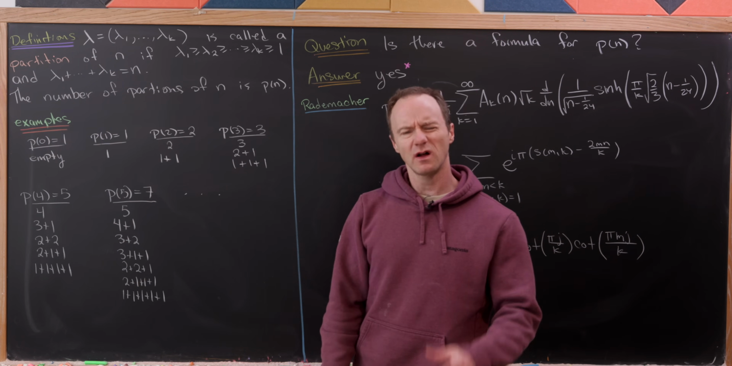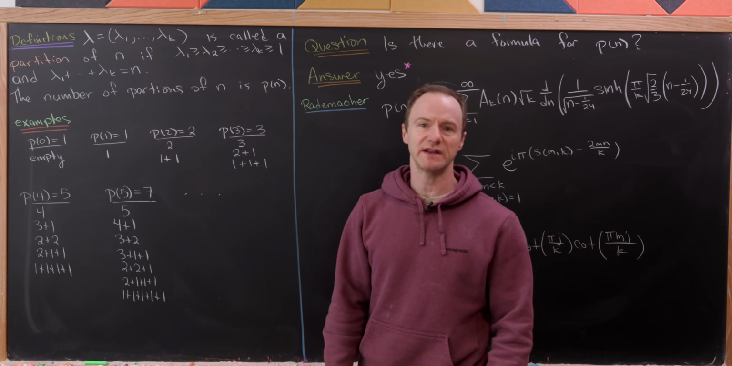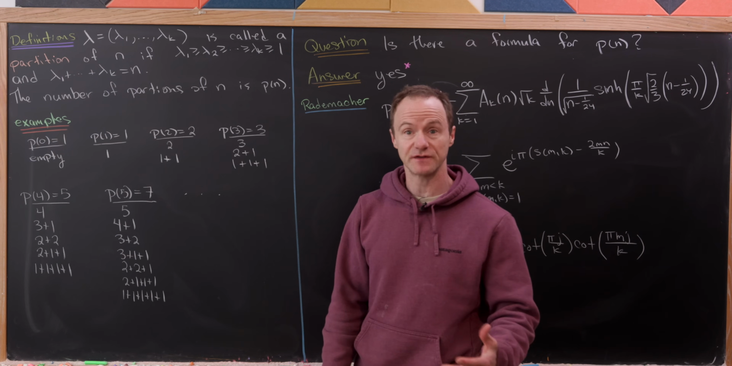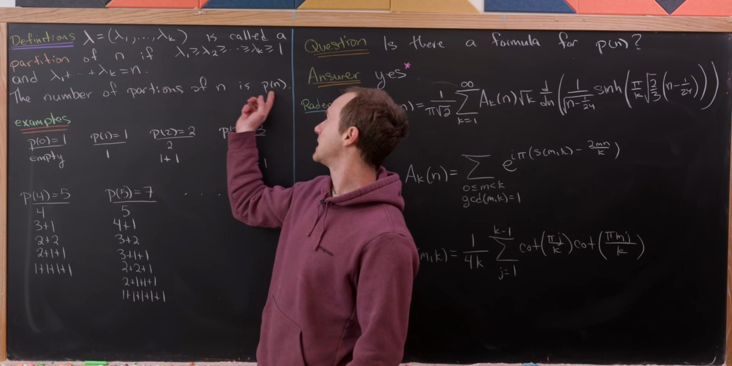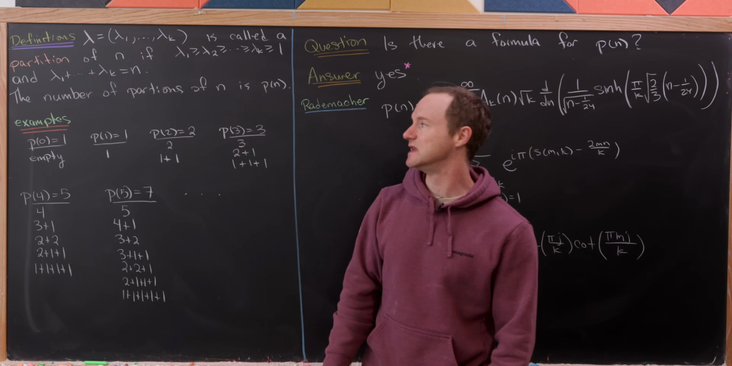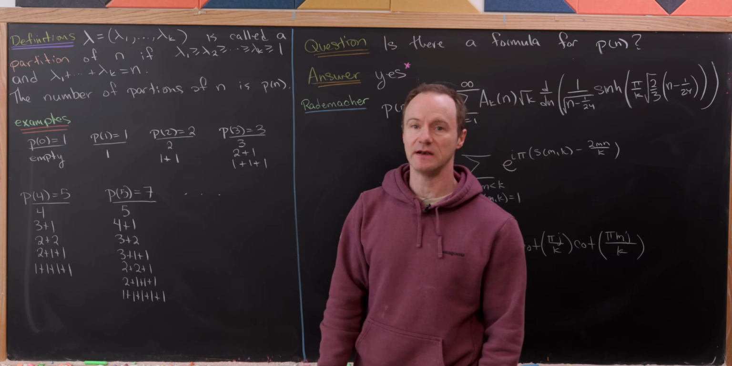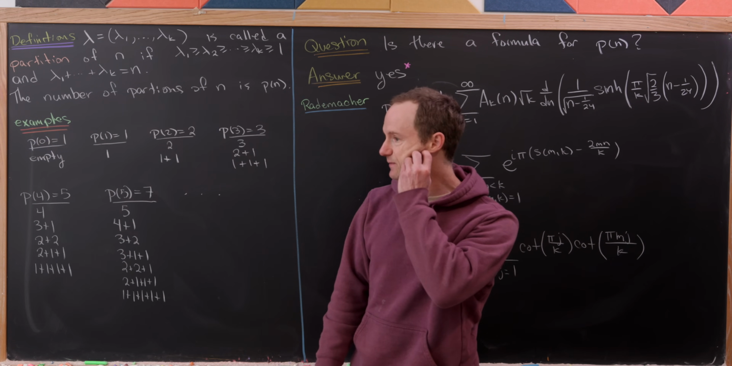And so we'll also want the following definition, which is the partition function, and that is p of n, and what it gives you is the number of partitions of n. Okay, so let's look at some examples.